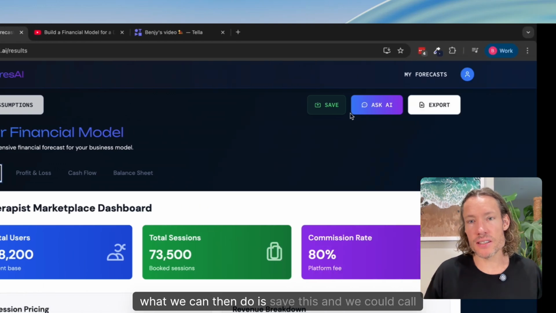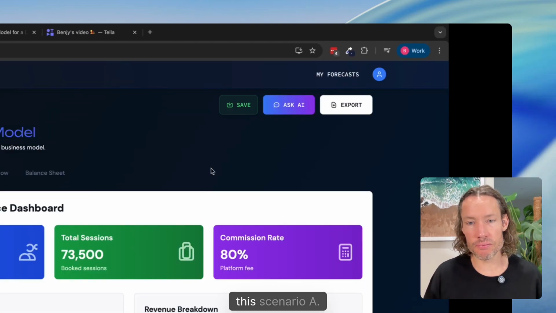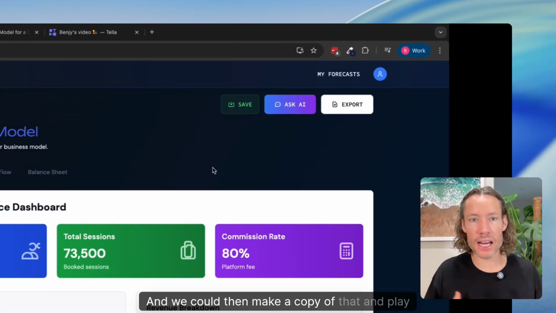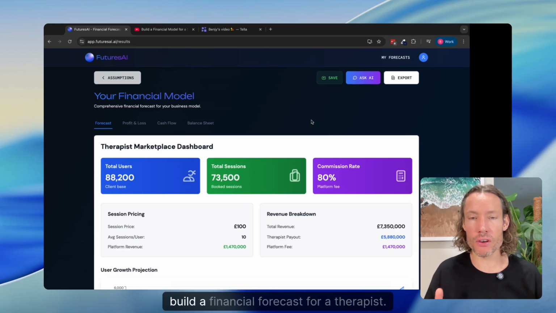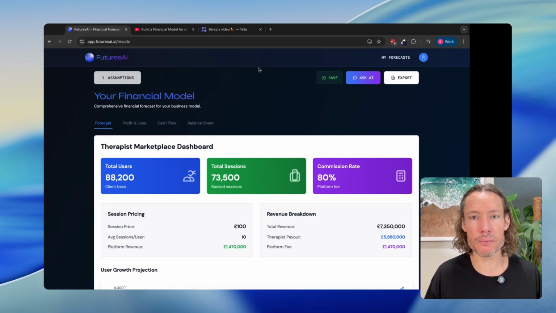What we can then do is save this, and we could call this scenario A, and we could then make a copy of that and play with some more scenarios. But nice, very easy way to build a financial forecast for a therapist marketplace.